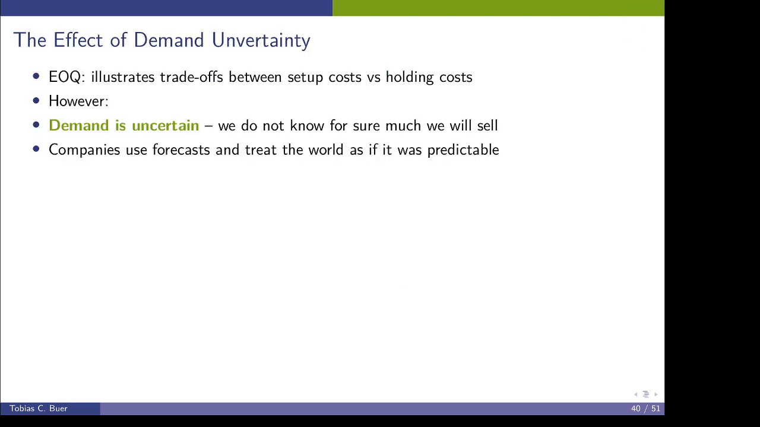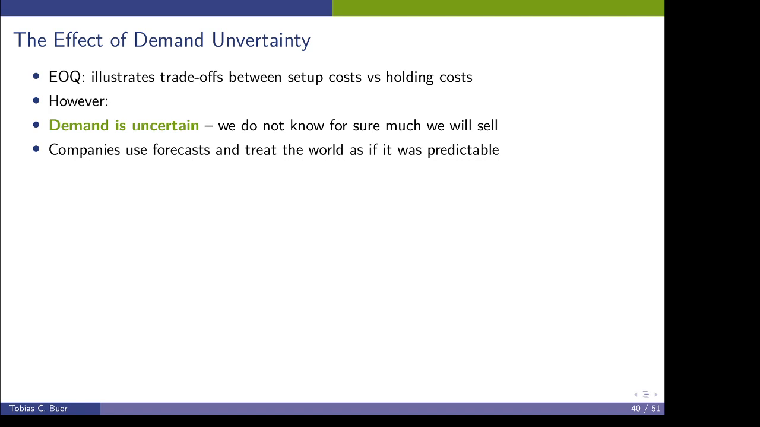In our last lecture, we had a look at the economic order quantity, and this is a very nice, simple model that illustrates nicely the trade-offs between the setup costs of ordering and the holding costs. However, a major assumption of this model is that we for sure know the demand. The demand is considered as deterministic. Therefore, we can make precise ordering calculations.